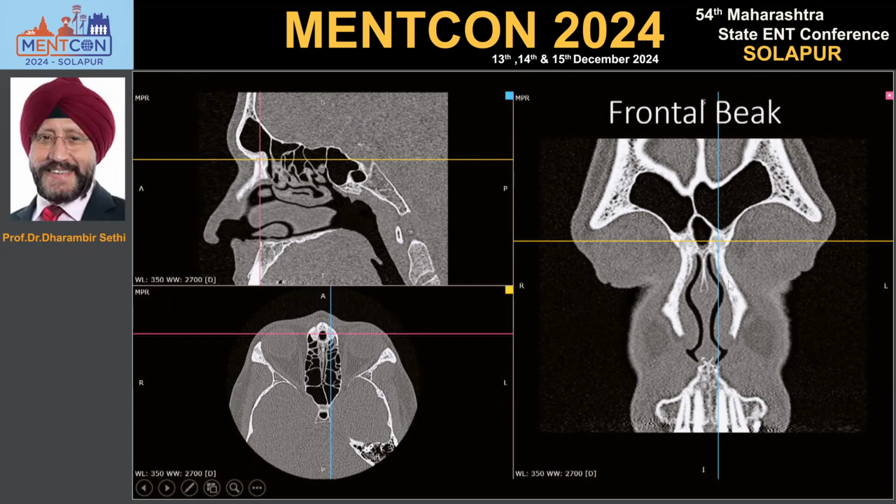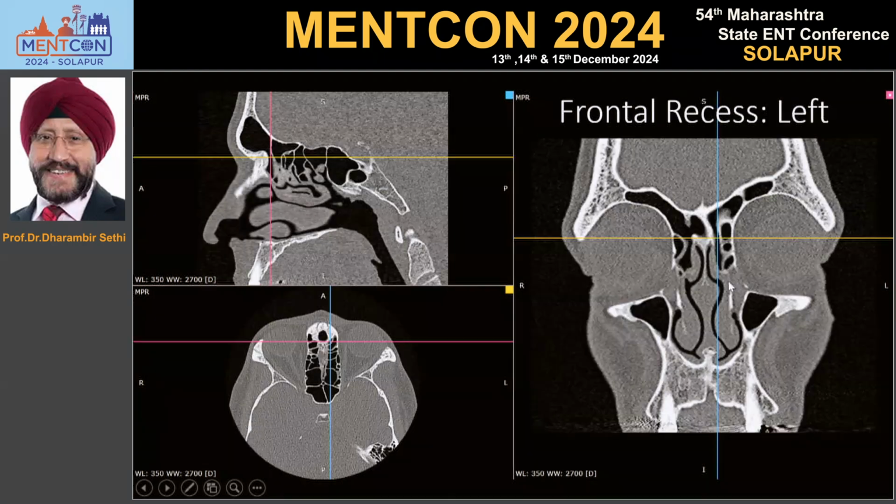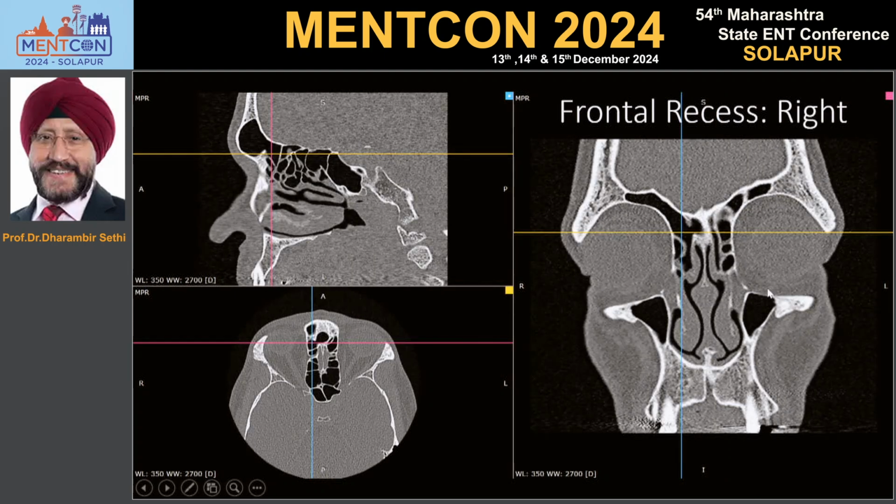Then just lateral to that, you see the frontal beak, and I think Satish spoke about the frontal beak this morning. That's the left frontal beak, and that's the frontal recess, the frontal drainage pathway. I think Satish has spoken a lot about it, and that's the frontal recess on the right side.